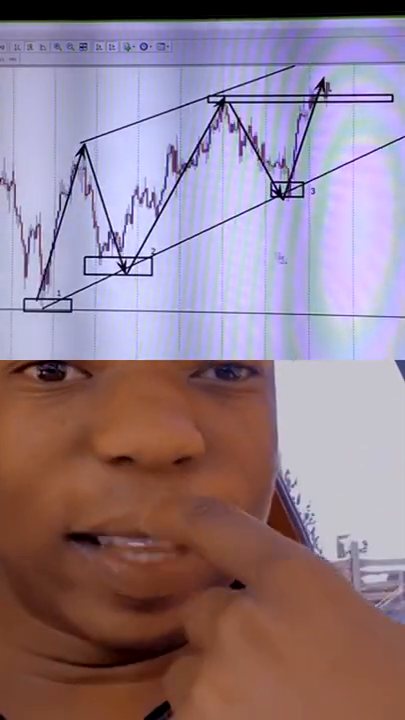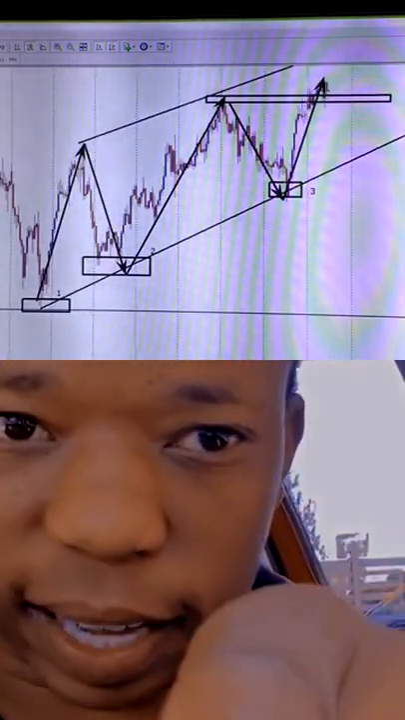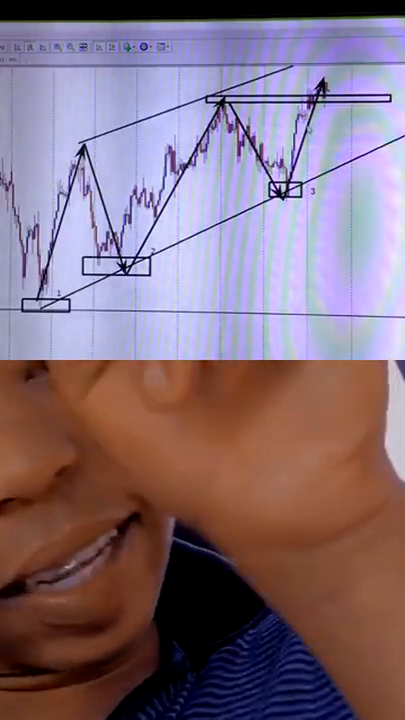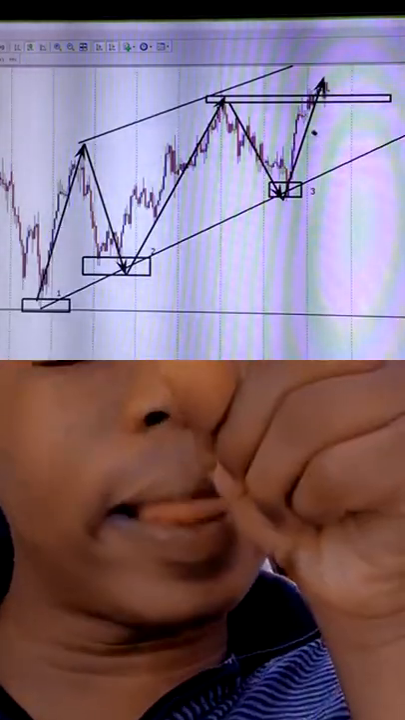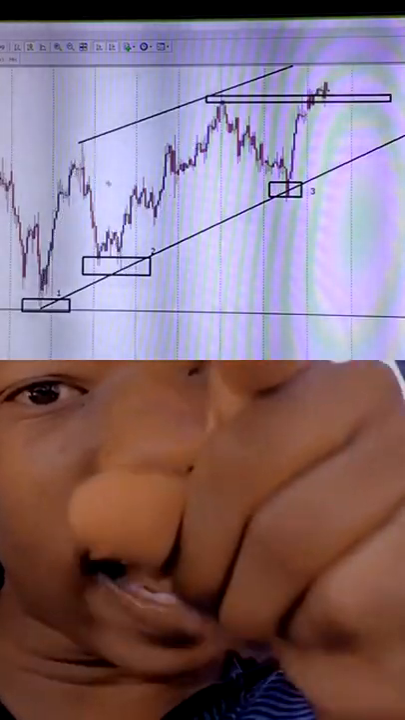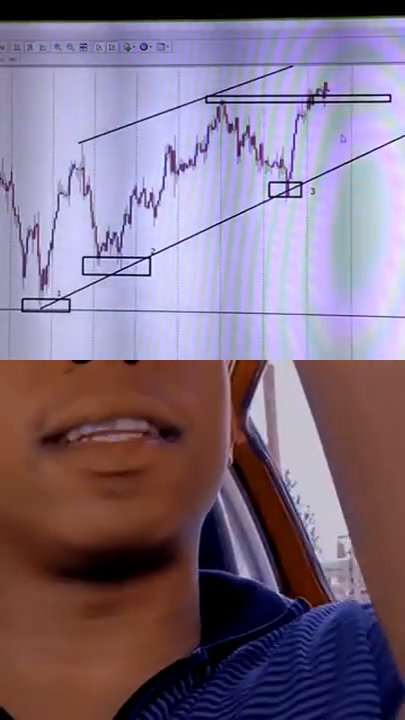Let me teach people one thing. On that trend line, we have the first touch, we have the second touch. People are going to sell on that level. That's not the selling level. The selling level is when the market reaches that highest height, which is the highest height of the trend line.